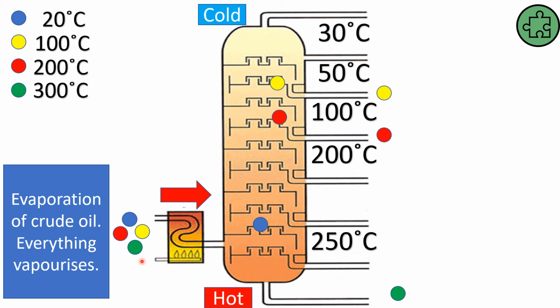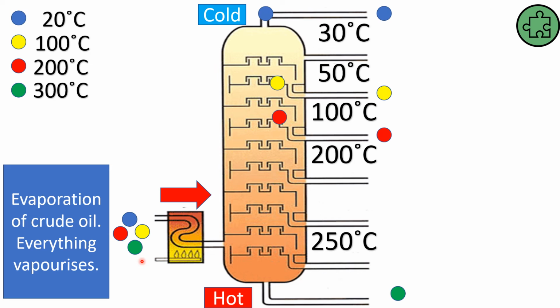Okay, so what about the blue one then? Well, the blue is a gas as it goes in. It's going to travel up with the red. It's going to go past the red, past the yellow, and actually, even at the top there at 30 degrees, it remains a gas. So some of them still come out as a gas at the very top, and this is the sort of fraction that you're going to be using in cooking and heating your homes.